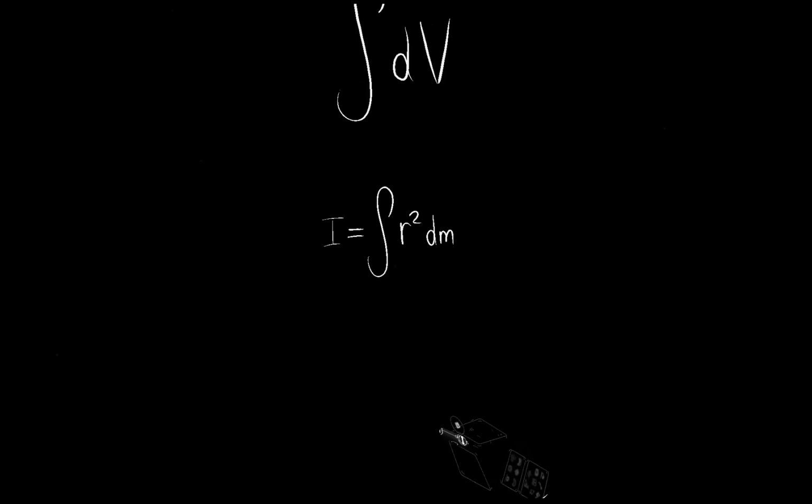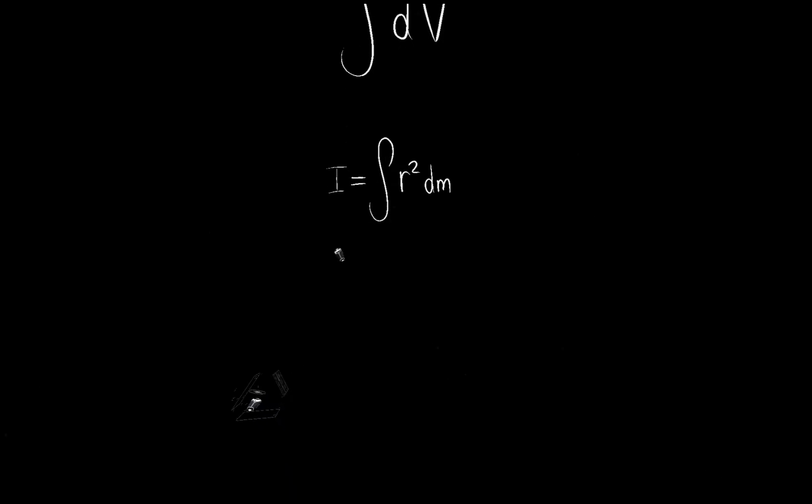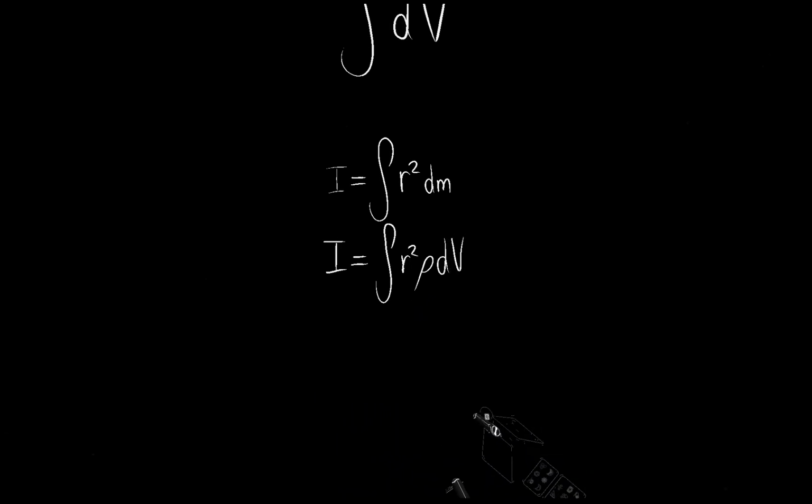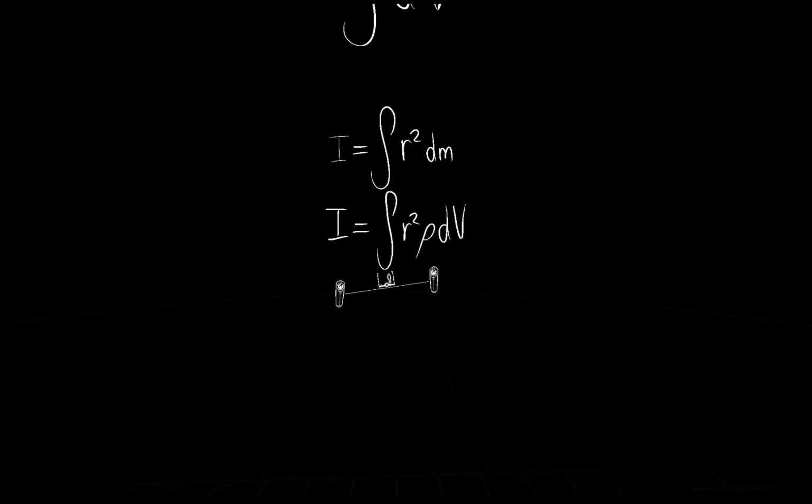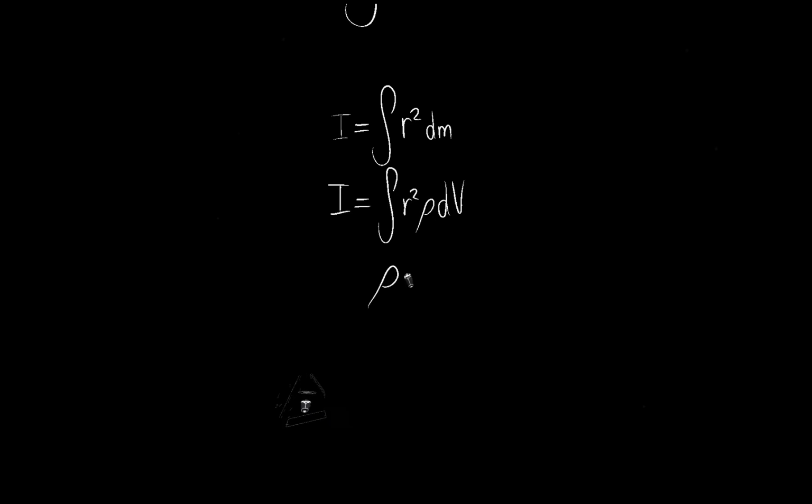Or for a three-dimensional body, we take the integral over the volume, and it involves the density. So for a three-dimensional body, we have I equals the integral of r squared rho dV, where rho is the density, or mass per unit volume. So rho is equal to dm/dV.